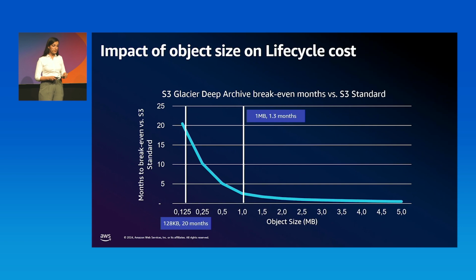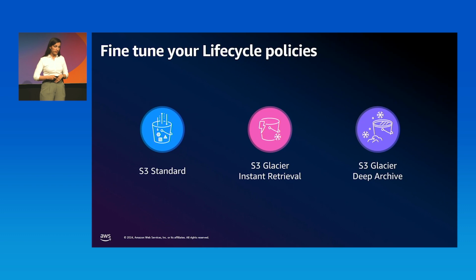So in this example, we are comparing the cost savings between S3 Glacier Deep Archive and S3 Standard. So this shows that if you move your data from S3 Standard to Glacier Deep Archive, you should consider that if you will be storing your data for at least 20 months, if you have an object size less than 128 kilobytes. But this break-even period shrinks as your object size grows bigger. For example, at 1 MB, you'll start to save money just within a couple of months.